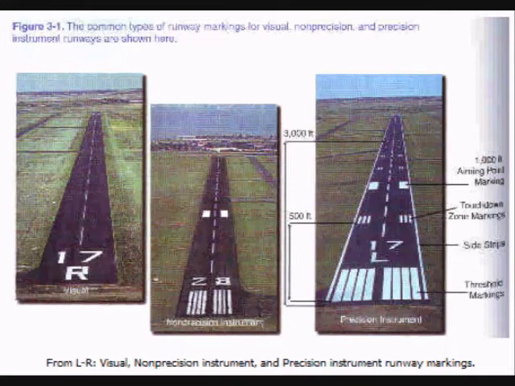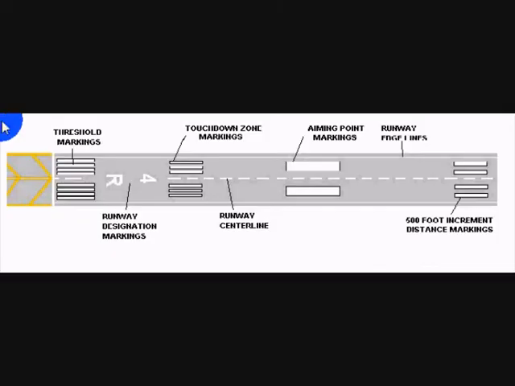Touchdown zone markers are where you're supposed to begin your touchdown. This is the part of the runway you really want to put the wheels on. It starts here and it has 500-foot increments. So the touchdown zone markers are in 500-foot increments from the threshold markings. After that, you would have your aiming point markings, which are 1,000 feet, also referred to as the 1,000-footers. And from there, you'll have more touchdown zone markings in 500-foot increments.